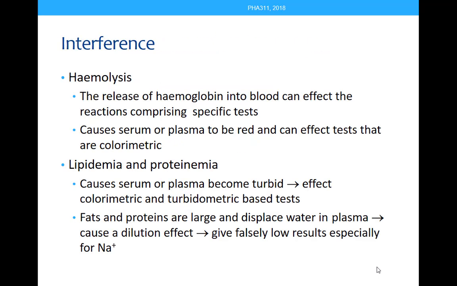Interference: if there is hemolysis and hemoglobin leaks out from RBCs, it can interfere with many different substances, and test results will not be good. Some test results are obtained by looking at the color change. So if hemoglobin is there, it is red in color, it will interfere with colorimetric tests, okay, and so forth. If there is lipidemia or proteinemia, and the serum or plasma becomes turbid, it will also affect the results, okay.